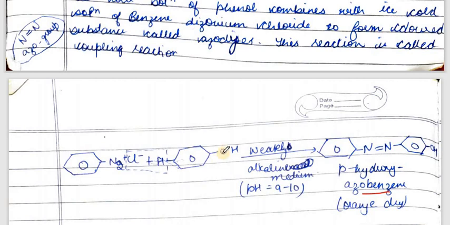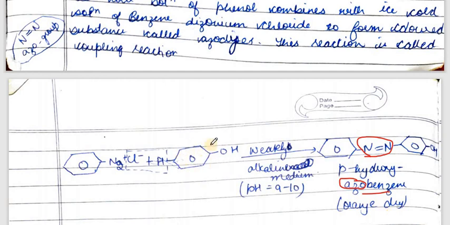So phenol with diazonium salt in a weakly alkaline medium, that is around pH 9 to 10, forms an azo dye. Azo means N double bond N is present. So it is para-hydroxy azobenzene. The OH group is present para to the azo group, and these are the benzene rings. So it is para-hydroxy azobenzene and it is of orange color, so it is an orange dye.